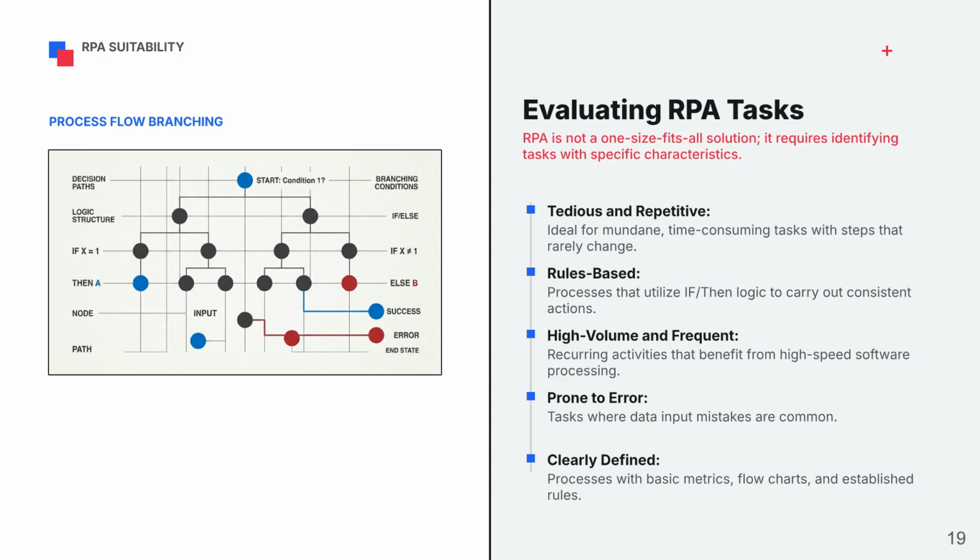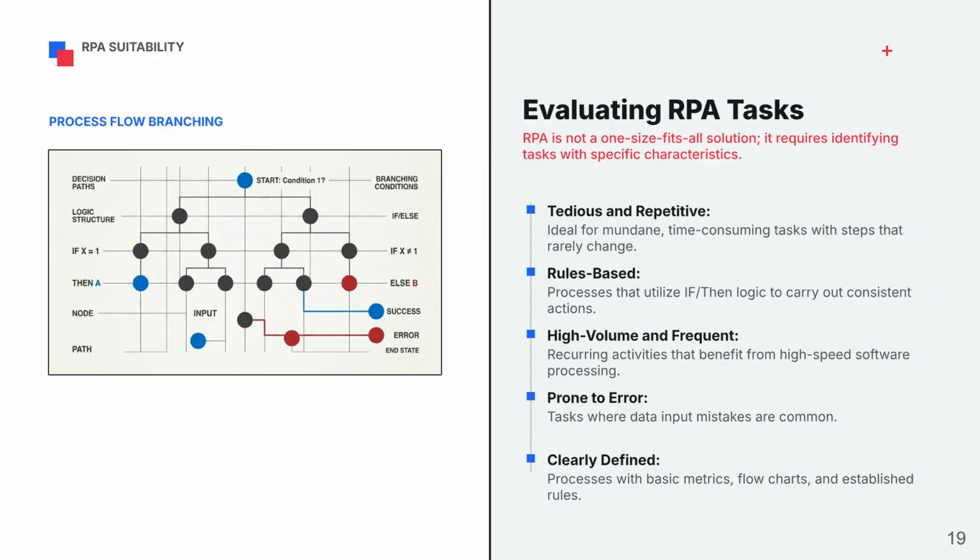The second characteristic is that the process should be rules-based. RPA follows predefined instructions, so activities governed by clear business rules, such as, if this condition is met, perform this action, are much easier to automate than tasks requiring human judgment or creativity. Another important factor is volume and frequency. Processes that occur frequently and involve large numbers of transactions provide the greatest return on investment because the benefits of automation accumulate over time. Processes that are prone to human error are also strong candidates for RPA.